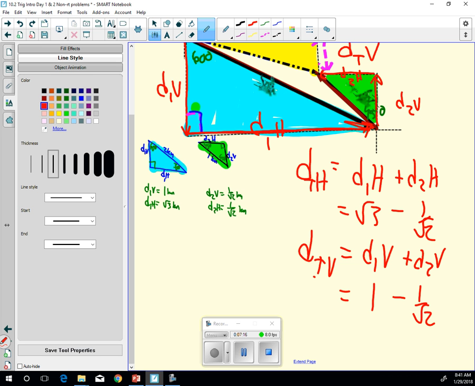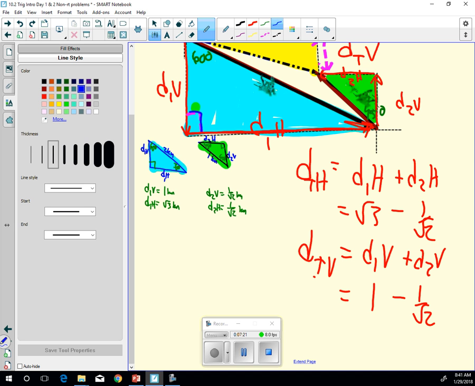Okay. So would you take your calculators out? Tell me what this guy is: square root of 3 minus 1 over the square root of 2. And then the other ones, tell me what 1 over the square root of 2 is. Then we're ready for the final grand finale.